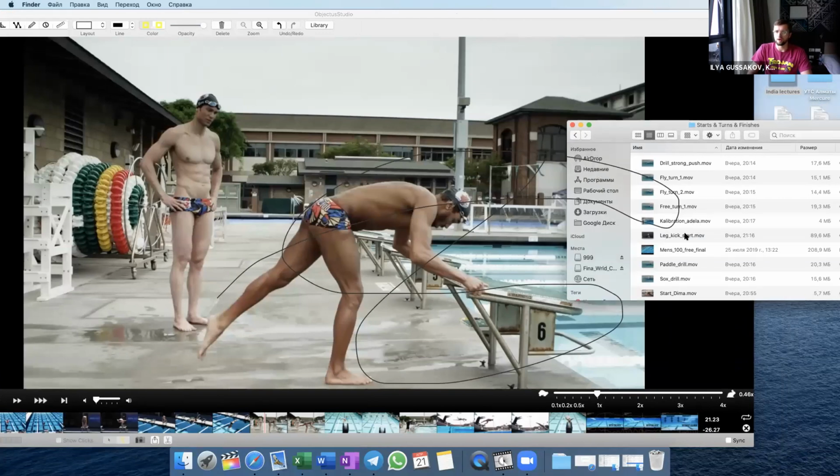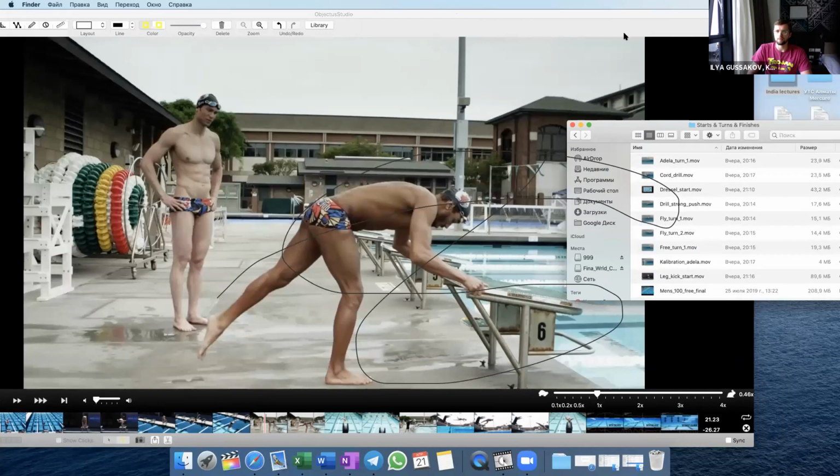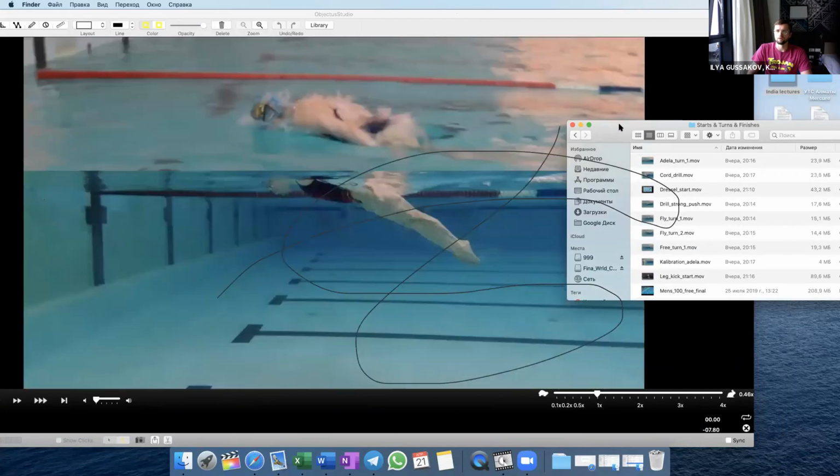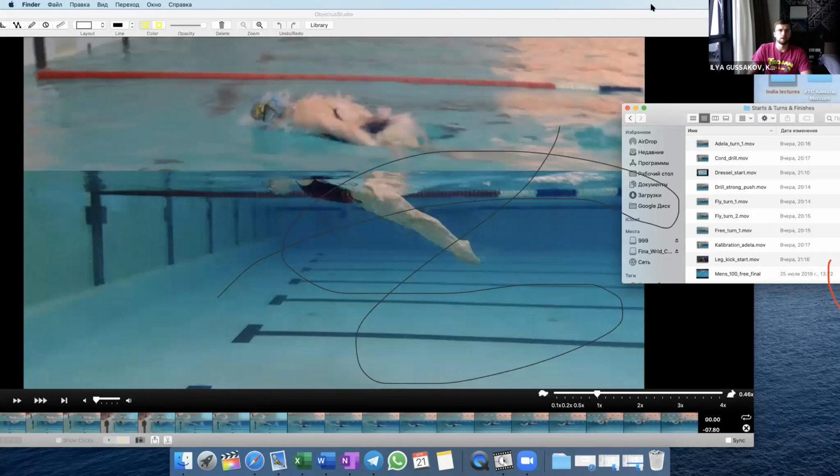Turns are quite important for us. Turns are really important.